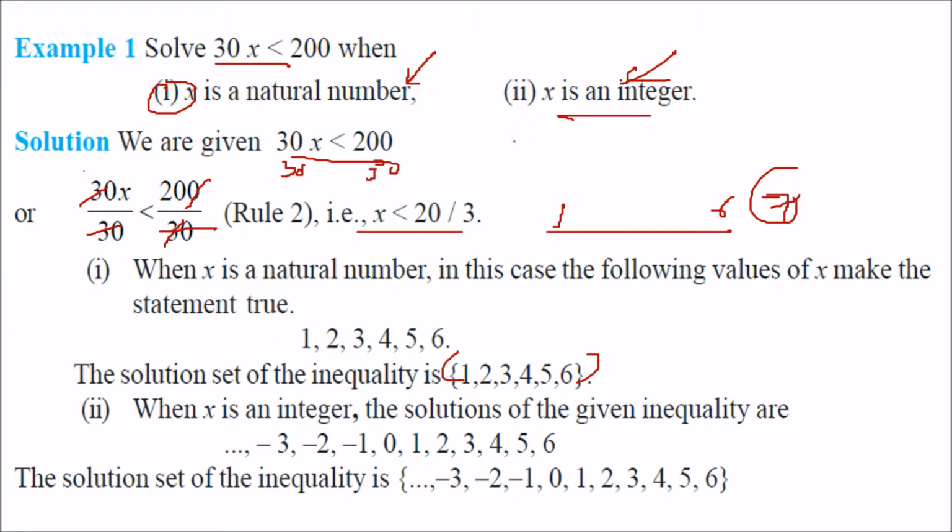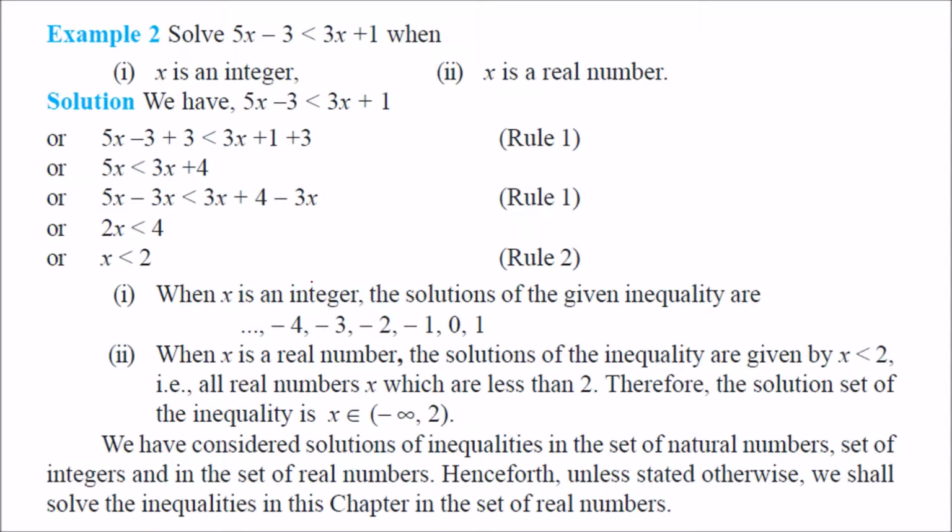What about x when it is an integer? Integer means, 0 to 6 you have already seen. We have discussed Ravi taking rice. But since it is an integer, you have to take -1, -2, till, you can say, infinite. We'll see how. So the solution set would be like this.